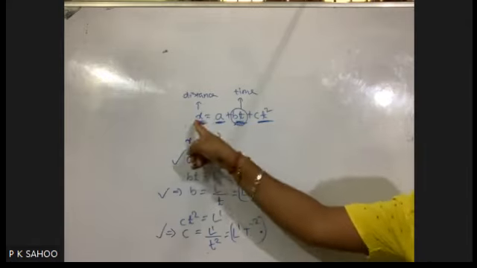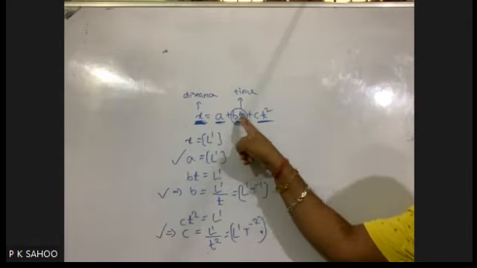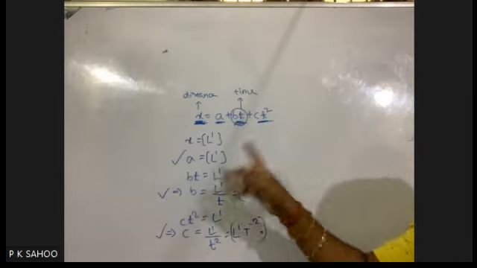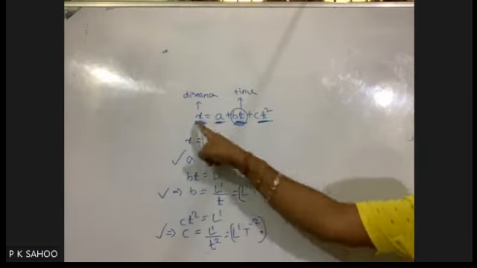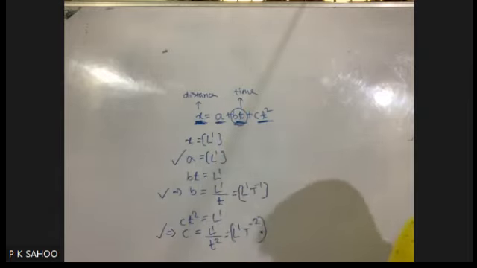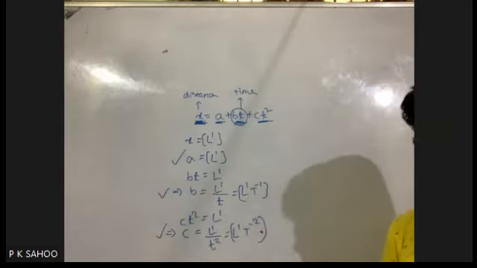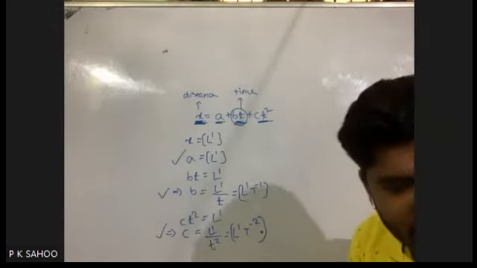This term's dimension equals this term's dimension equals this term's dimension, according to the principle of homogeneity. So that's why A is equal to L1 X, BT is also the same as X, CT square is also the same as X. Then I do a little bit of mathematics, and we get 1, 1, 1. This question can come as a 3 marks question.